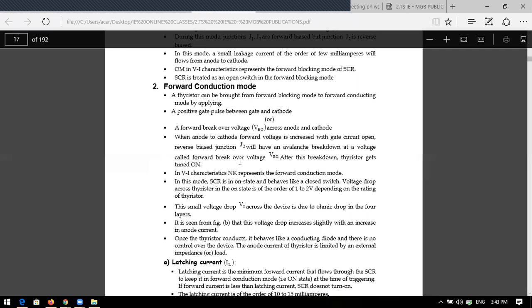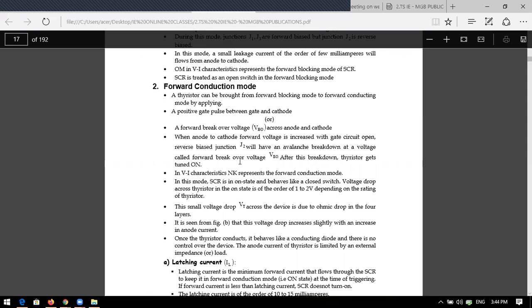Now we are discussing the forward conduction mode. What does forward conduction mode mean? If the anode to cathode voltage is positive and you also apply a gate pulse, then the SCR starts to conduct. That means it is turned on. That is the first way of turning on the SCR. Another way in the forward bias mode is to increase the anode to cathode voltage greater than the forward breakover voltage. Then it also turns on the SCR.